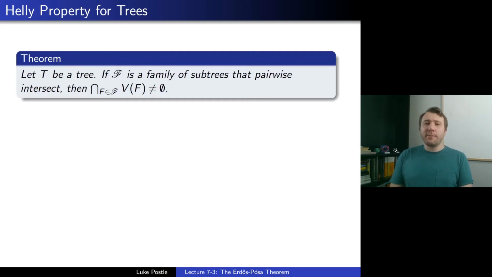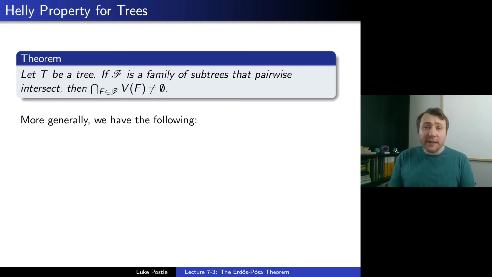So here's the theorem. Let T be a tree and F a family of subtrees of T that pairwise intersect. Then that common intersection is actually non-empty. This is not too hard to prove via induction or orientation techniques. And we're calling it the Helly property because the 19th century mathematician Helly had done it in some form for convex sets in geometry. But it also works for trees.